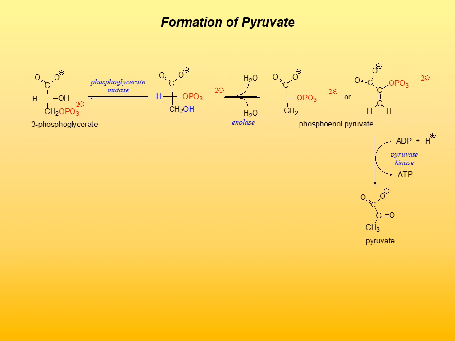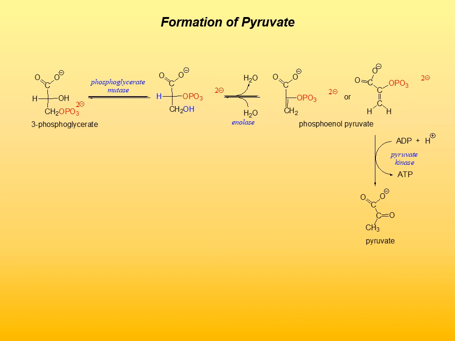Enzyme is pyruvate kinase, and so phosphoenol pyruvate transfers phosphate group to ADP to generate another molecule of ATP. So both phosphate groups from starting 1,3-bisphosphoglycerate have been now transferred to ADP to generate 2 molecules of ATP. Product is pyruvate. So 3-carbon fragment has generated 2 molecules of ATP. Keep in mind that glucose generates 2 3-carbon fragments, which means that overall 4 molecules of ATP were generated.